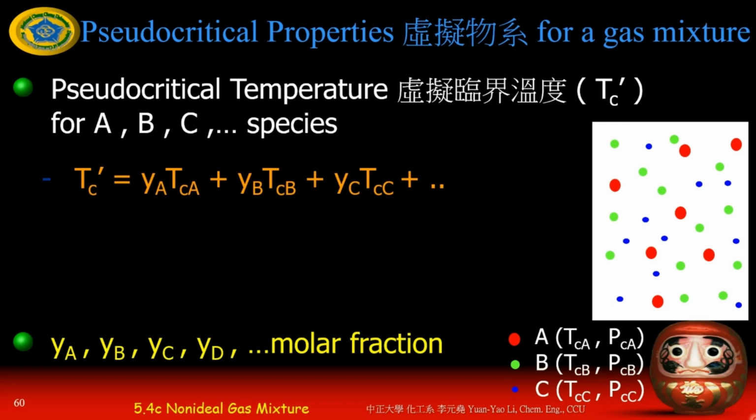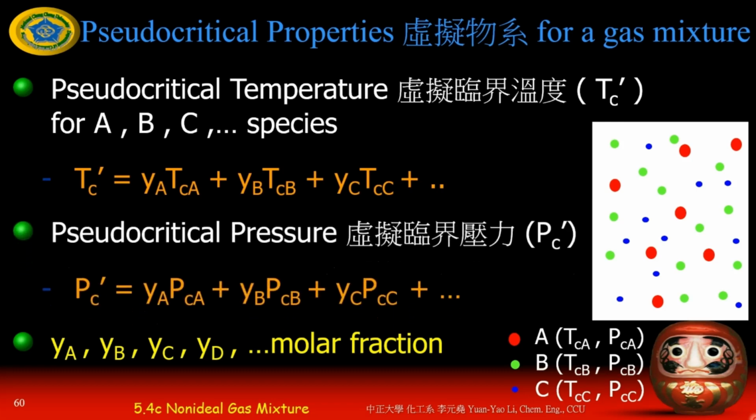If I say this to you, I'm sure you immediately understand what pseudo-critical pressure is. Pseudo-critical pressure PC prime is equal to YA times PCA plus YB times PCB plus YC times PCC, and plus etc. Right? So in your final exam paper, I don't show you this. You need to know how to calculate TC prime and PC prime. Okay? Easy, if I give you the molar fractions of A, B, and C.